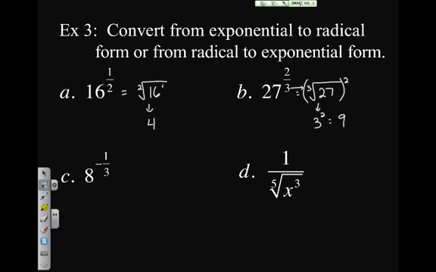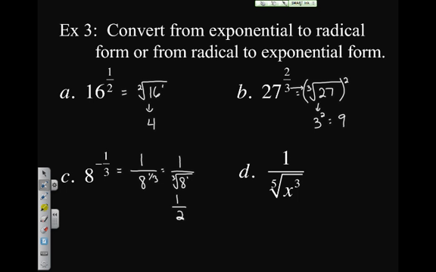For part C, we have 8 to the negative 1/3 power. Let's deal with the negative first. That makes it 1 over 8 to the 1/3 power, which, using our rules now, is the cube root of 8 to the first power. And the cube root of 8 is 2. So we get our answer is 1/2.